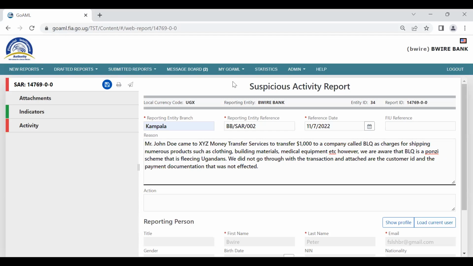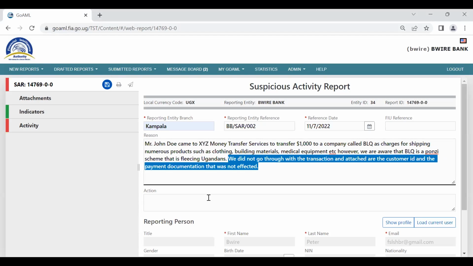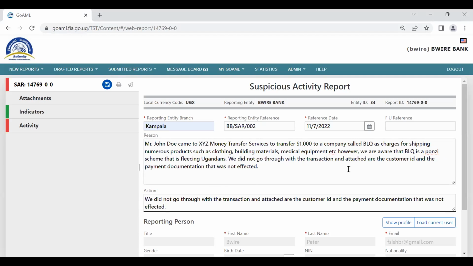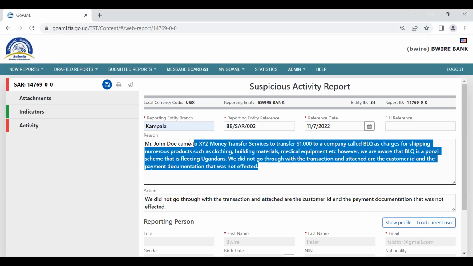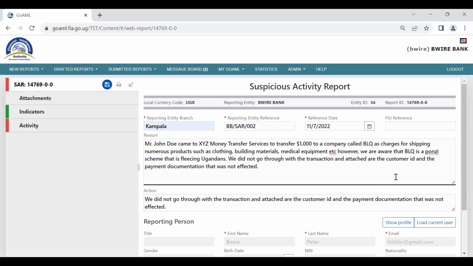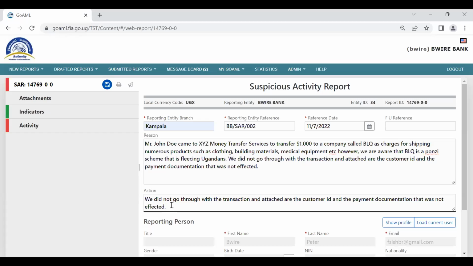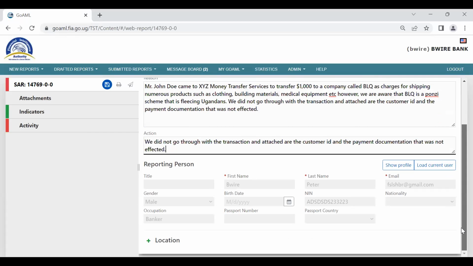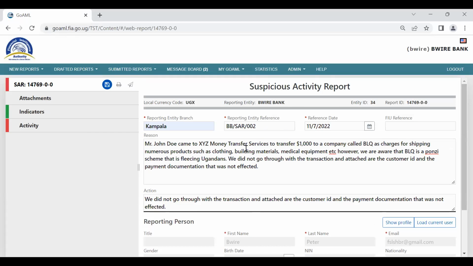So the key thing is suspicious activity, no transaction actually takes place. But we capture the activity, like I've explained it here. Maybe someone came with fake money. Maybe someone was sending money to a company that is fleecing customers. So that is the suspicious activity. No transaction is affected, but the activity surrounding it all is suspicious.